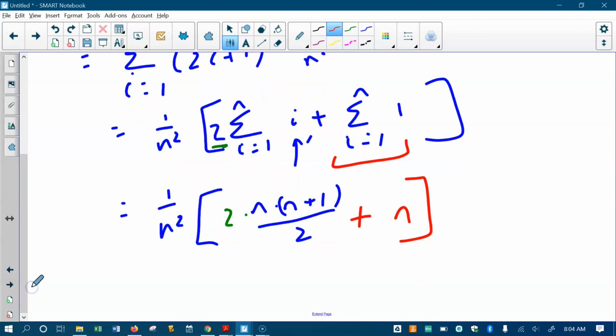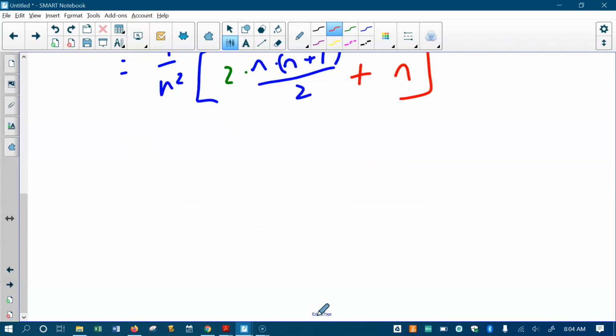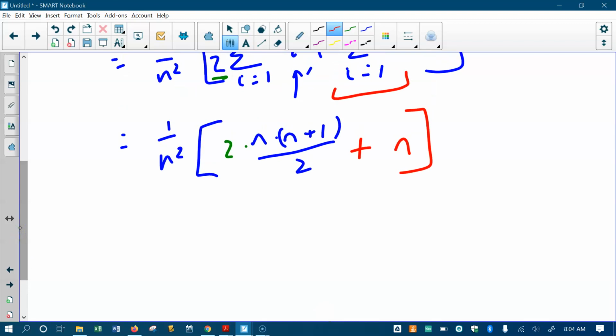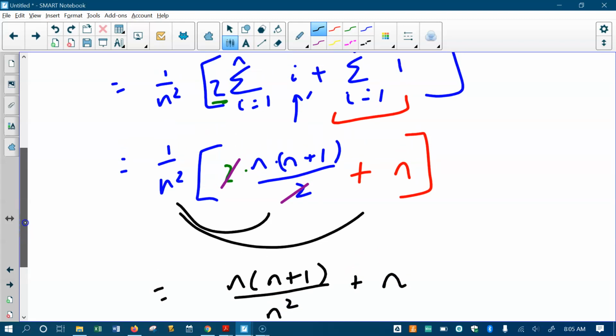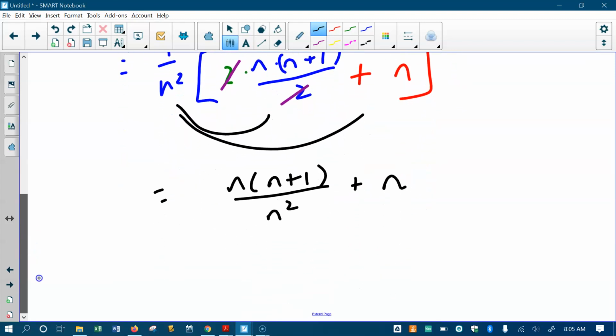Okay. Next, let's simplify in the brackets first. So again, algebra idea now. Let's just simplify before we start doing anything crazy. So first thing I can do is take out those 2s, bye-bye. And now let's go ahead and distribute the 1 over n squared in. So we got n times n plus 1 over n squared plus n. Okay, that's it. Now, wow. Oh, holy moly, that's not it. Plus n over n squared.